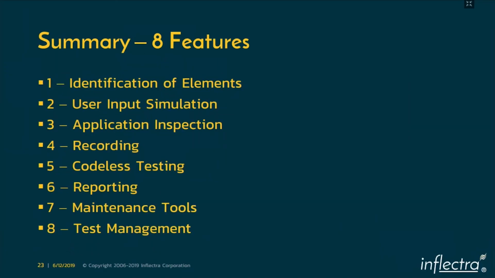So, a summary of the 8 vital features of a UI test automation tool. The first 2 are the food and drinks of test automation: identification of elements and user input simulation. Sometimes to work with the application, we first need to understand how it is built, how it looks from inside out. And this is where we need application inspection tools like SPY.